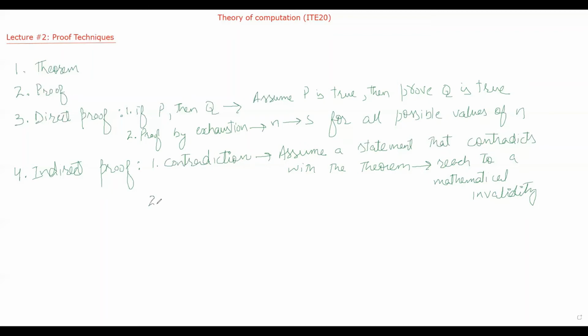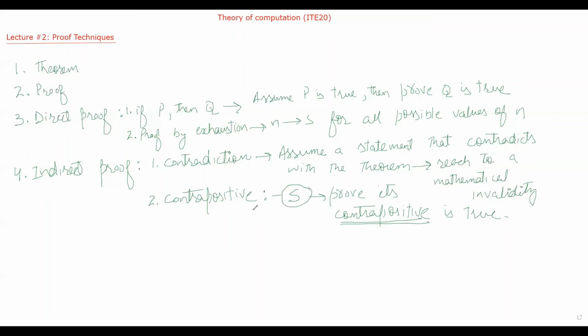Then the second technique was proof by contrapositive. What it is saying is that instead of proving a statement S, prove its contrapositive. Prove that its contrapositive is true. If you have proved that its contrapositive is true, that means the statement is also true.